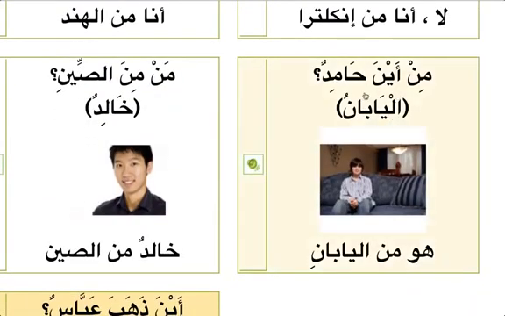So min aina Hamidun? The answer is Yabanu. But if you see here Al Yabanu, when it comes with harf jar, it becomes Yabani. Huwa, we use a pronoun huwa because Hamidun has already been used. He is from Japan. Man means who. Min means from. As-seen means China. Who is from China? So that's the answer. Khalidun. Say Khalidun min seen.